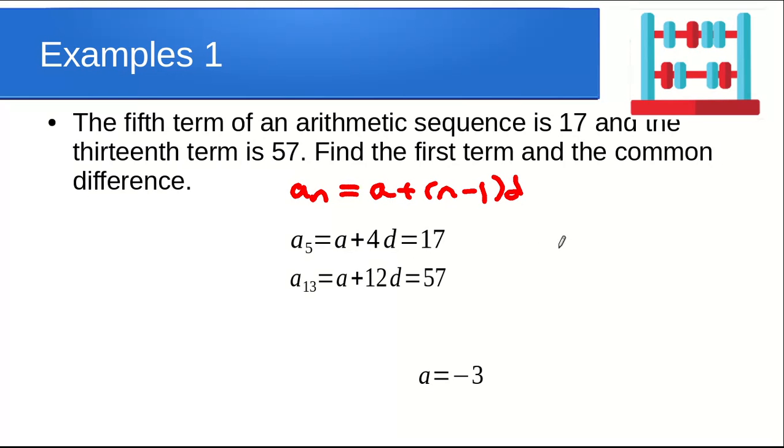The 13th term, which would be a plus 12d, that's 57. Now we're going to do essentially exactly what the students might describe. We're going to subtract them because we've got simultaneous equations there. That gives me 8d is 40.